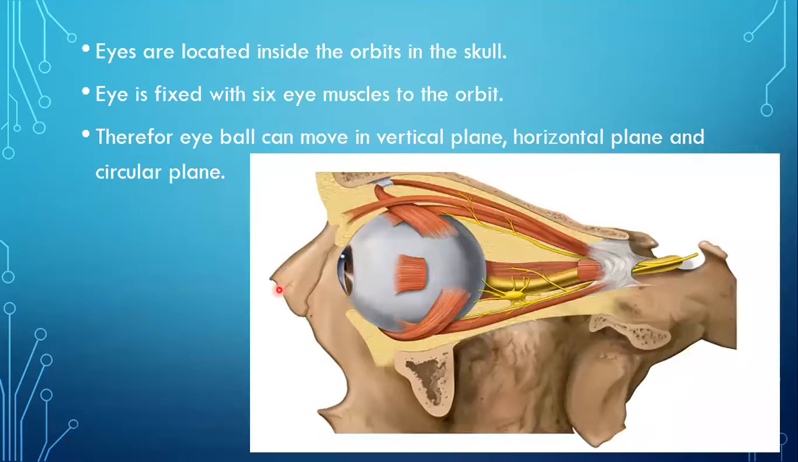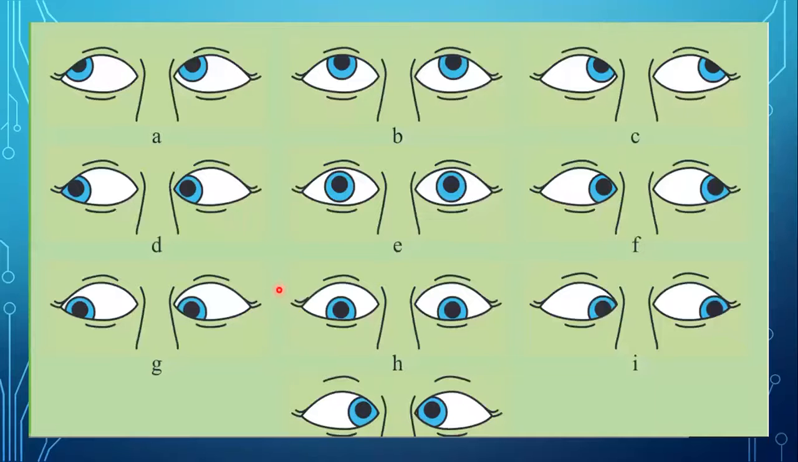Eyes are located inside the orbits in the skull. The eye is fixed with 6 eye muscles to the orbit. Therefore, the eyeball can move in the vertical plane, horizontal plane, and circular plane. Here you can see in this picture how we can move the eye in the vertical plane, horizontal plane, and circular plane.